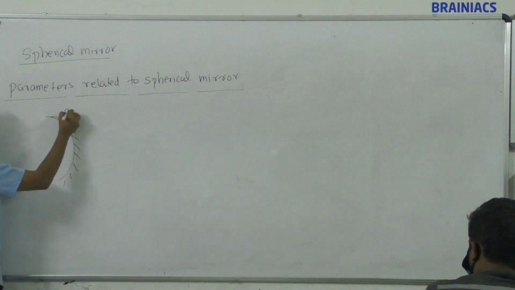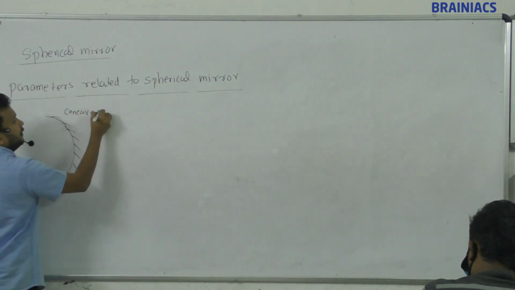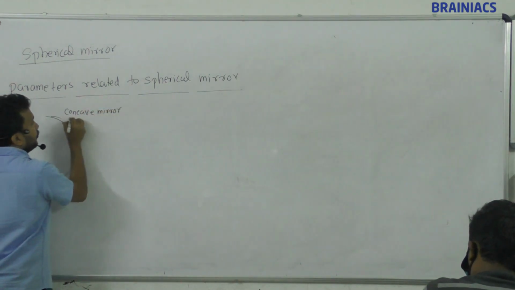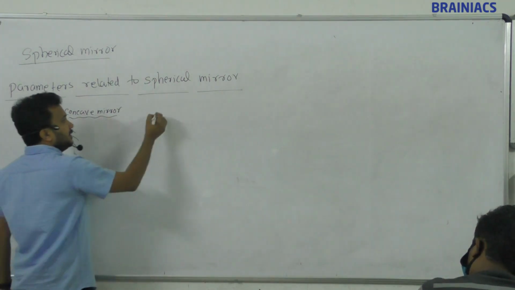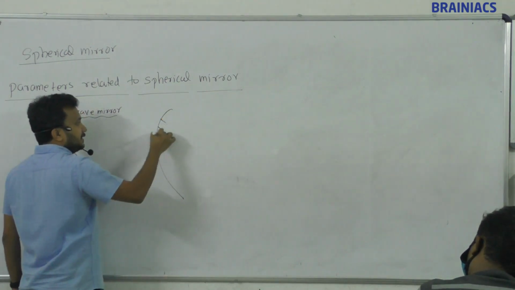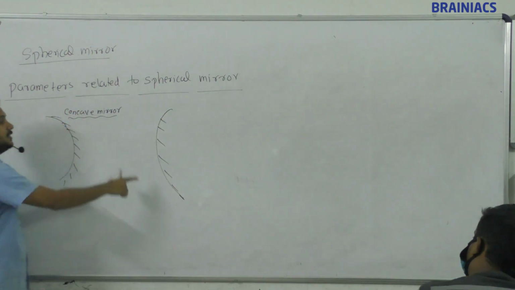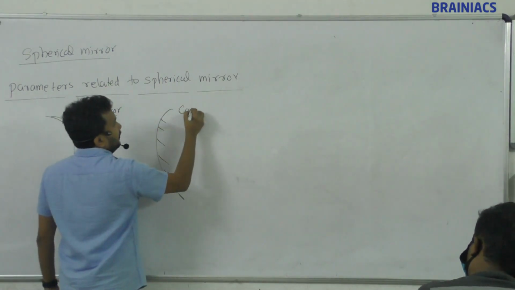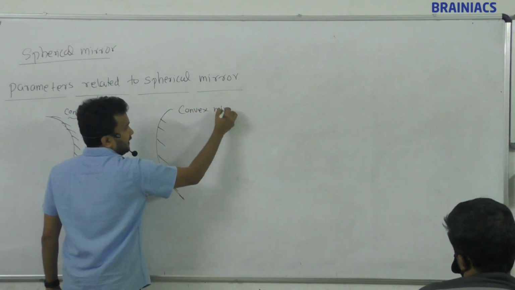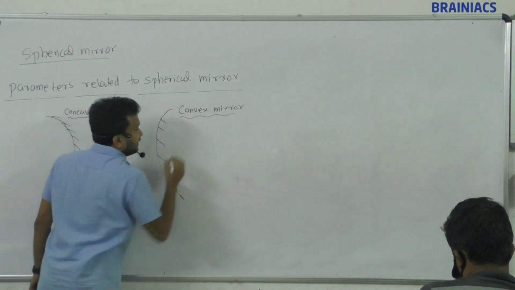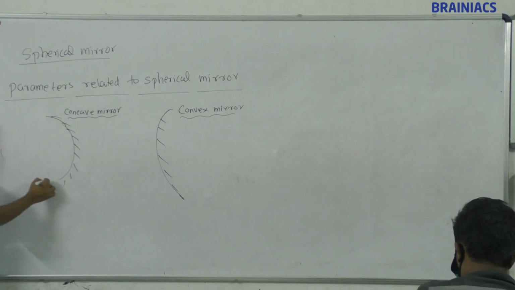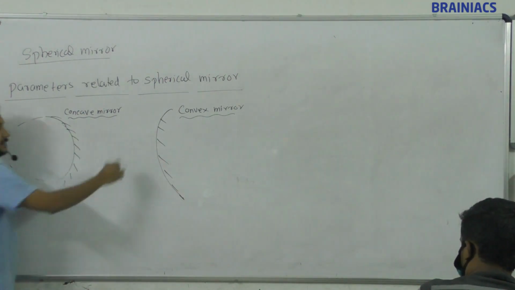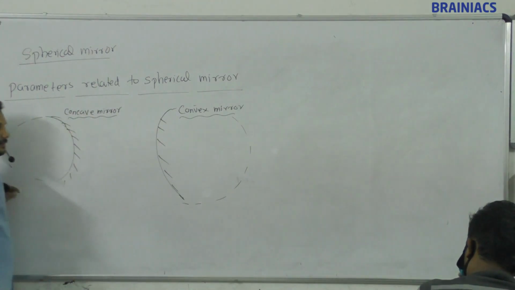So when it is like this, we call it a concave mirror. This is called a concave mirror. Okay, understood? In the other case, suppose this is a mirror and inside it is polished, outside it's a reflecting surface, then it's called a convex mirror. Convex mirror and concave mirror. Understood? Two terms. This is a part of a circle, correct? This is also a part of a circle. The center point of our circle is called the center of curvature.